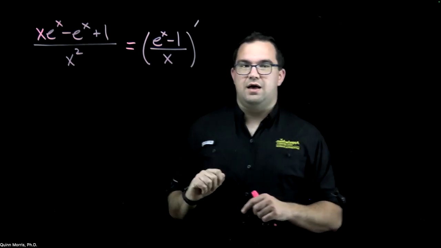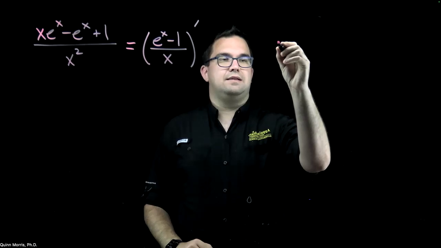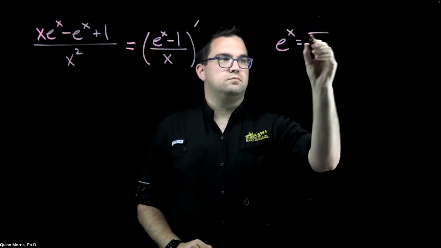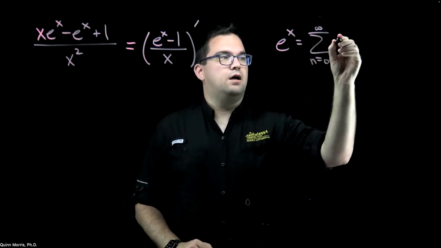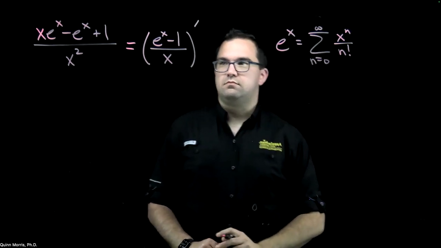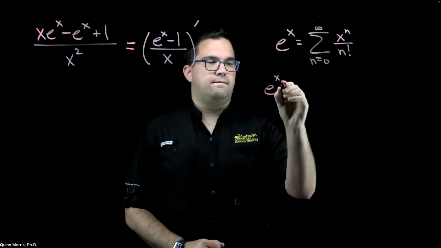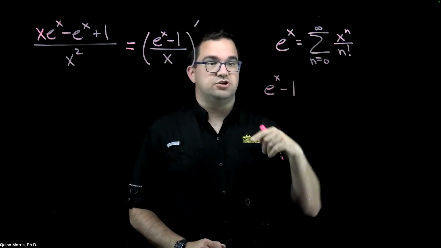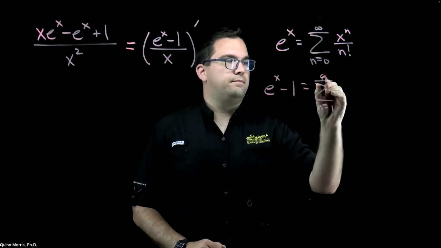Now I want to find a Taylor series for this. So let's see, let's start with e to the x. So sum n equals 0 to infinity of x to the n over n factorial. Now, I'm going to want to subtract 1, but notice that the 0th term of this series is just 1. So I'm really just dropping off the 0th term.